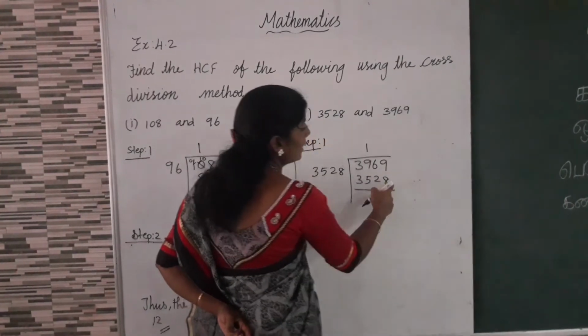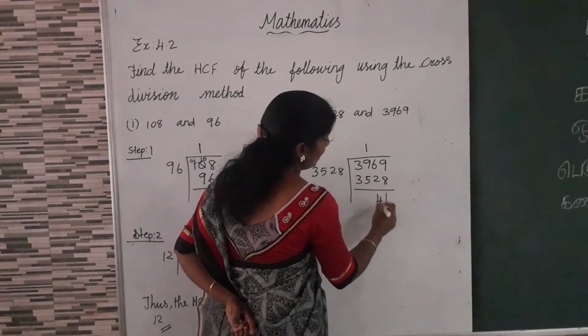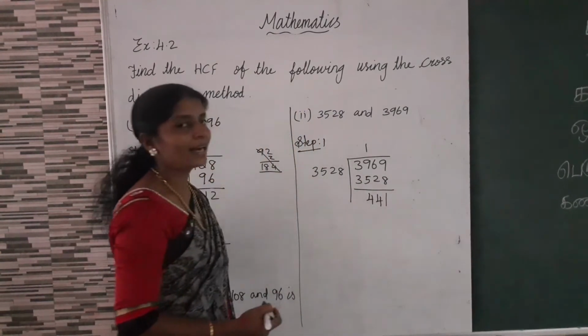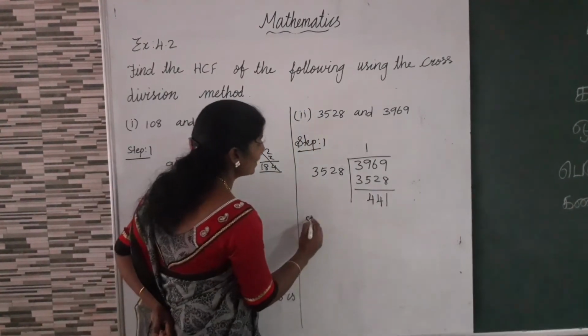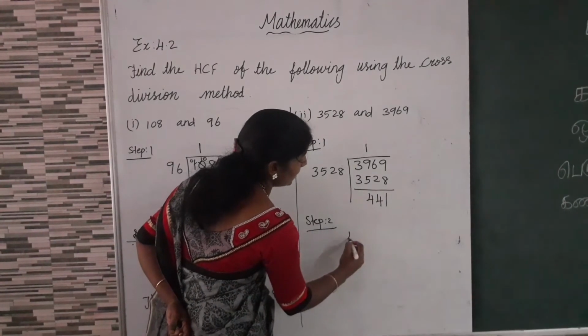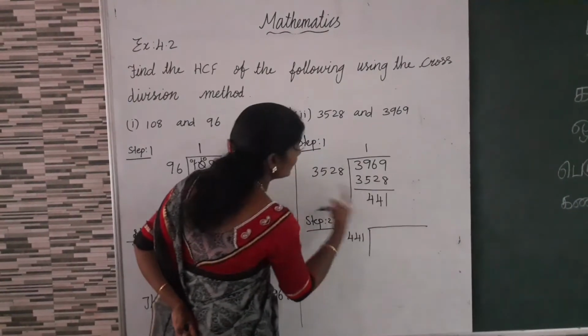3528. Okay. 9 minus 8 is 1. 6 minus 2 is 4. 9 minus 5 is 4. Now the remainder is 441. Then we can write step 2. 441 is the new divisor. Now that old divisor is the new dividend.